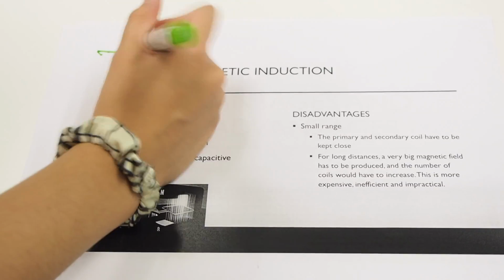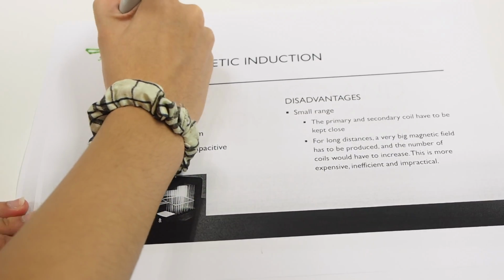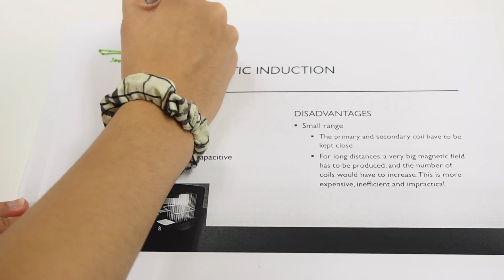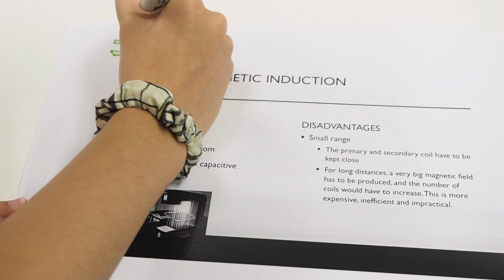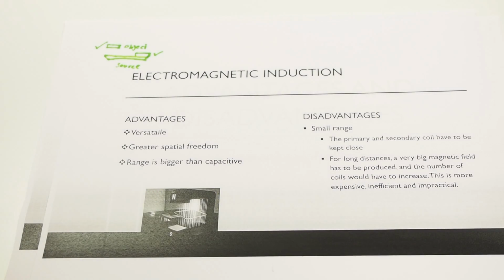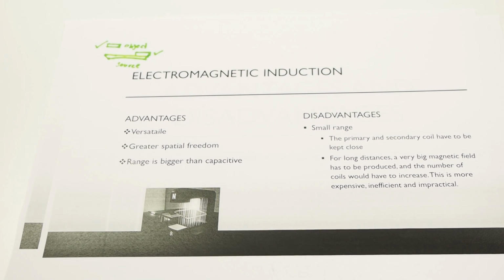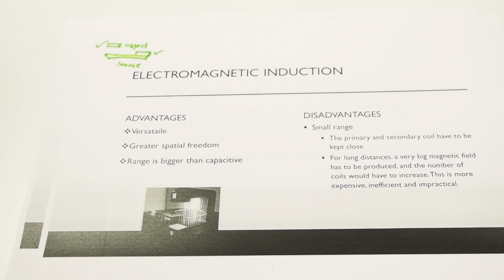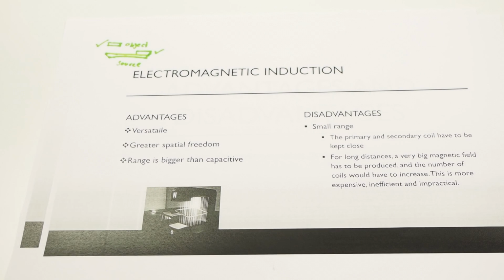First, we have electromagnetic induction. It has greater spatial freedom than capacitive coupling, which means there is no need to precisely align the source and object. It will still work even if it's not directly in contact with the source. Induction is more versatile too, as it can convert any source of sufficient mechanical energy into electrical energy. The range of induction is slightly bigger than capacitive but smaller than that with resonance.